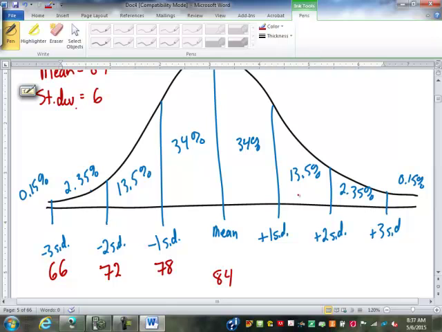Going up, adding a standard deviation to 84. 84 plus 6 would be 90. Another 6. 96, and one more. 102.